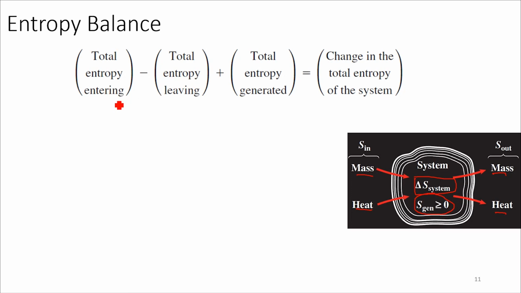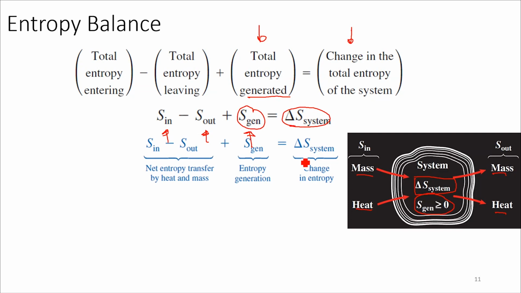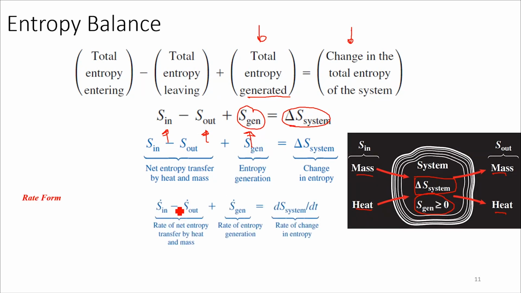So the entropy balance equation is total entropy entering or leaving the system plus this entropy generated. This is an additional term as compared to the energy balance equation, and this would contribute to the change in total entropy of a system. So S in minus S out plus S generation, this is an additional term, would result in the change in entropy of a system. And if you have to express this in the rate form, everything would be in the rate form.